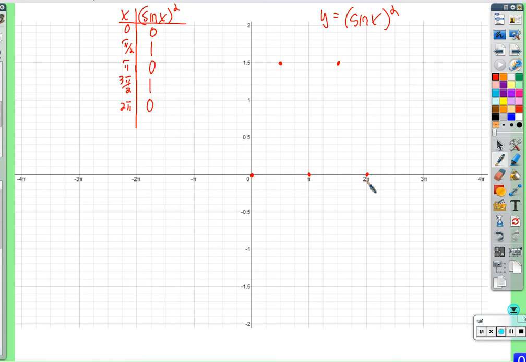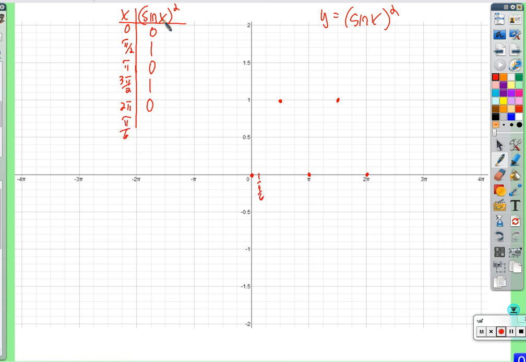Now, but we're squaring it, so we shouldn't expect. You're on one half. Yeah. Thank you. Fix it. There you go. Thank you. But let's look at pi over 6. Pi over 6 is about right there. Okay, let's take pi over 6.